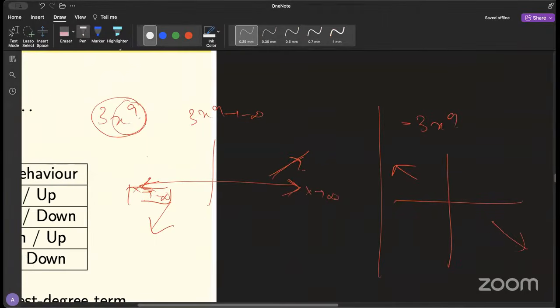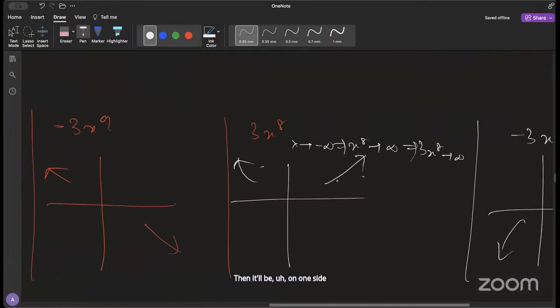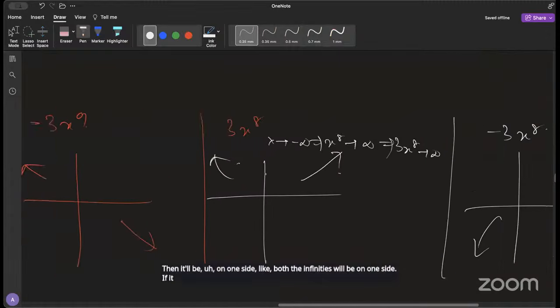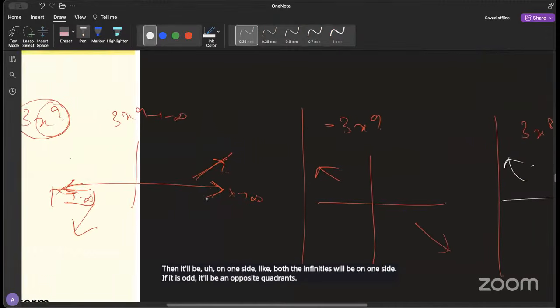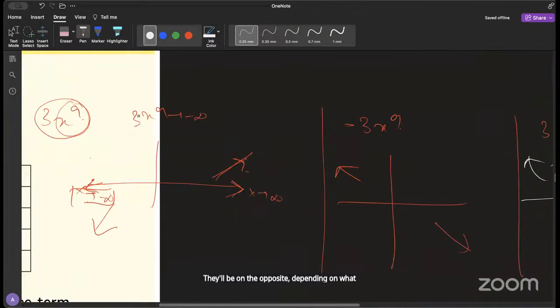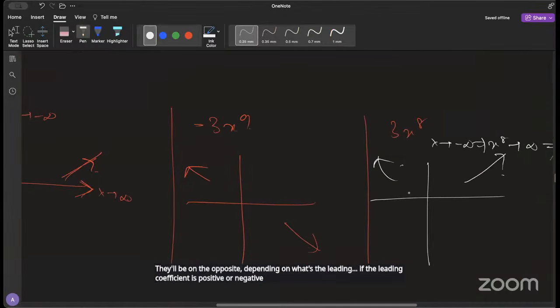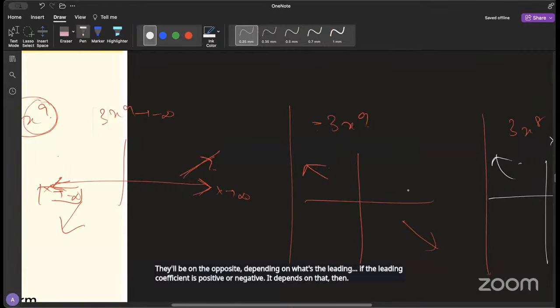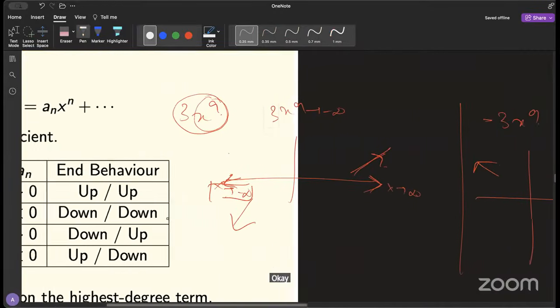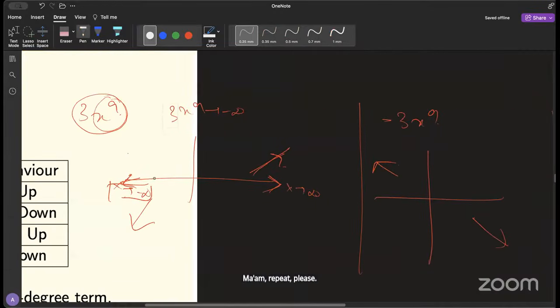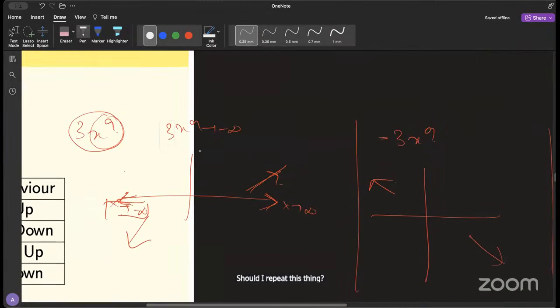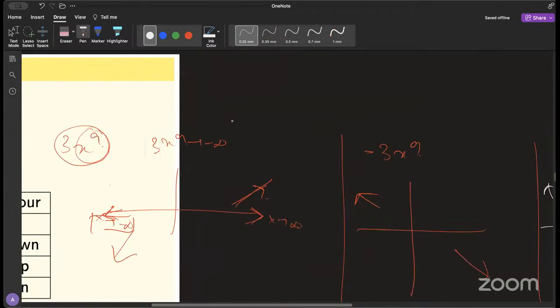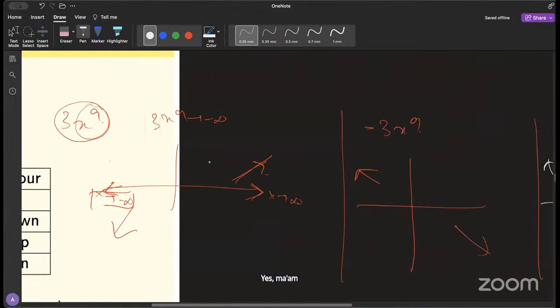Is this okay? Ma'am, so can we tell that if it is even, then both the infinities will be on one side? Yeah. If it is odd, it will be in opposite quadrants. They'll be on the opposite sides, depending on whether the leading coefficient is positive or negative. It depends on that. Okay, ma'am, repeat please. Should I repeat this? Yes, ma'am. Okay, let's come to this one first.